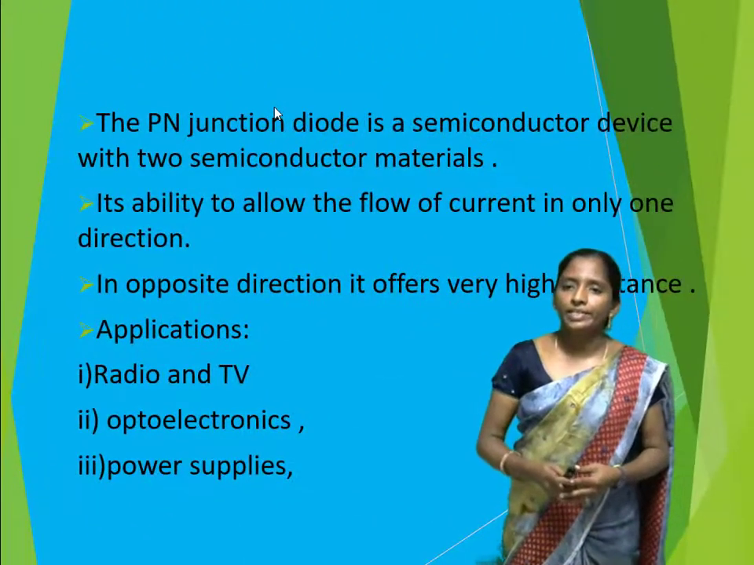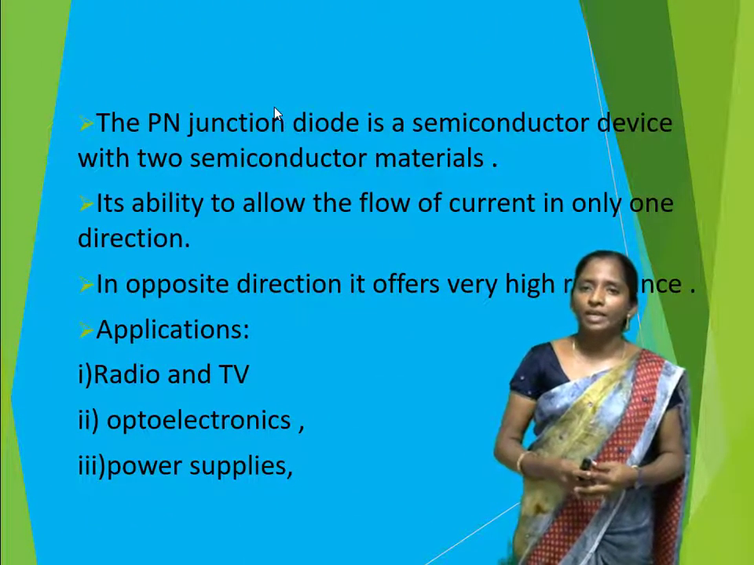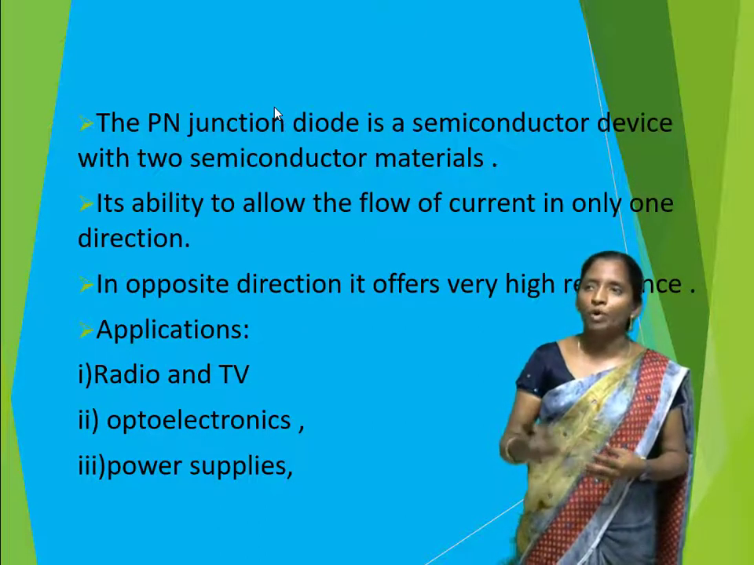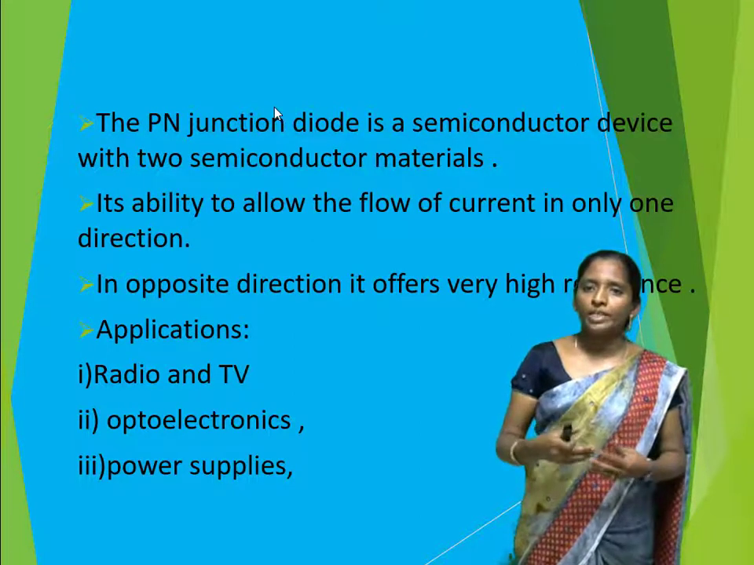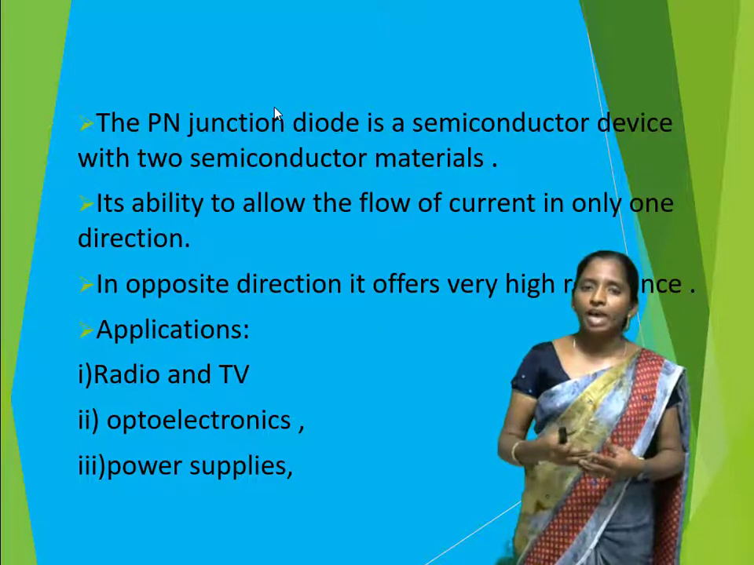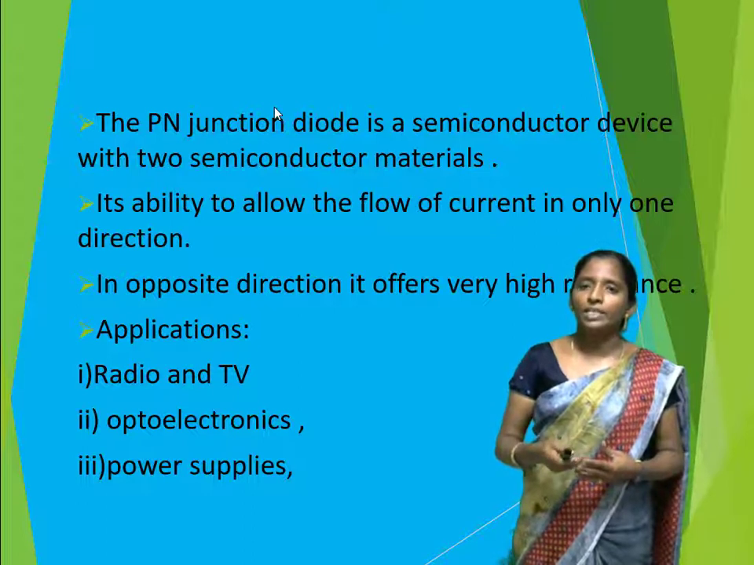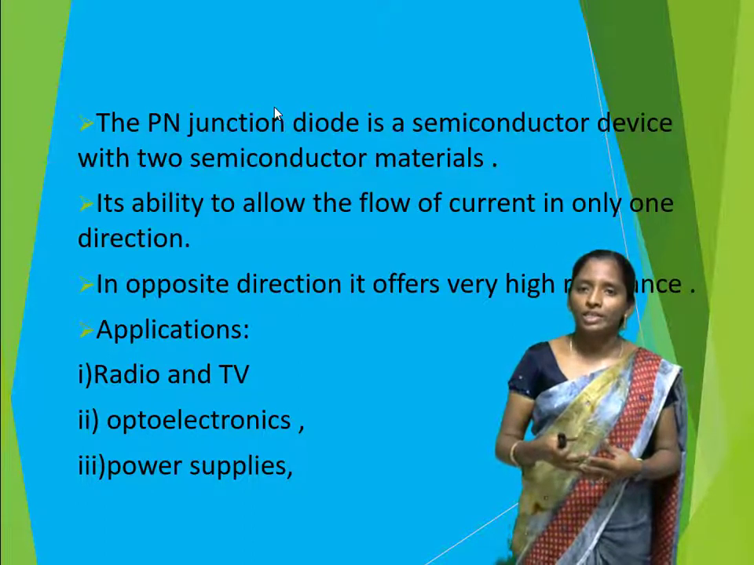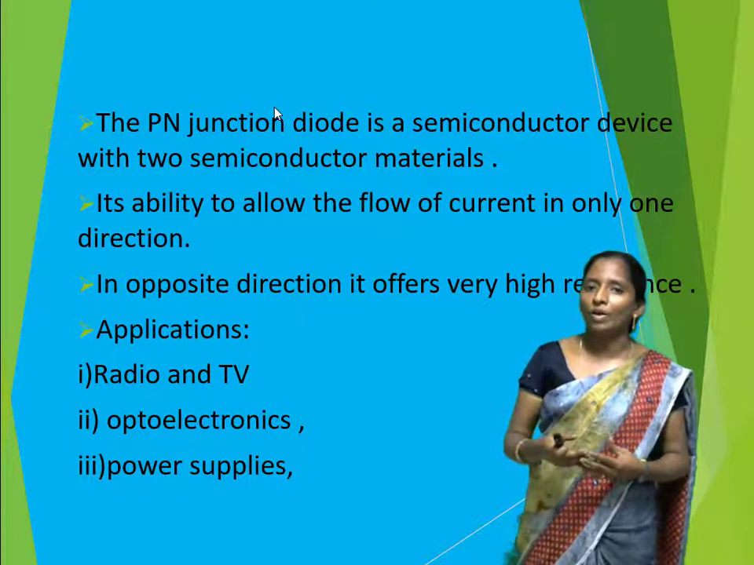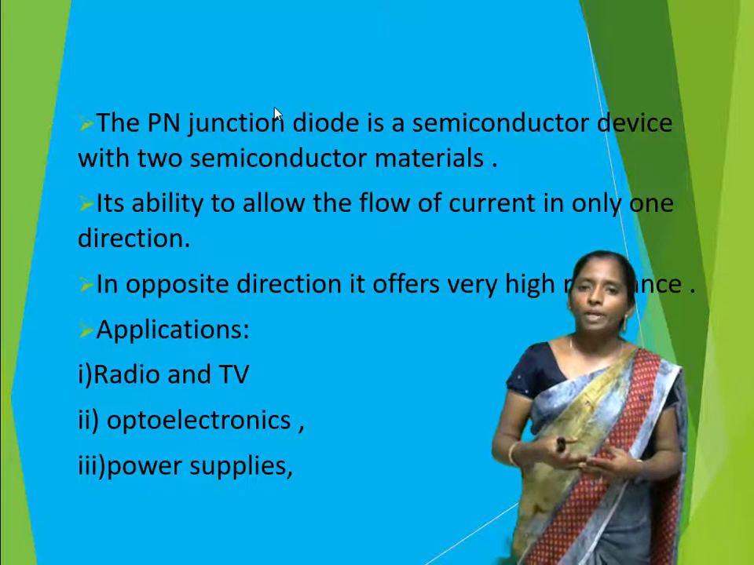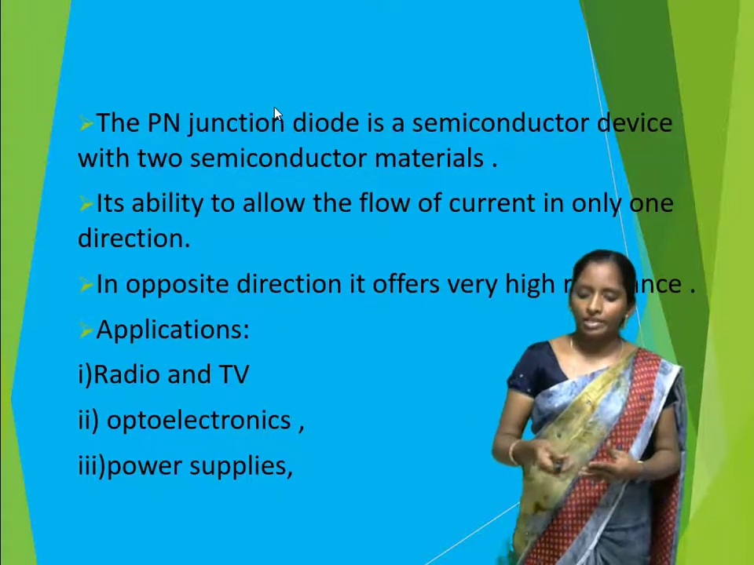A PN junction diode is a semiconductor diode. It has two semiconductor materials. Its ability is to allow the flow of current in only one direction. In the opposite direction, it cannot allow the flow of current. In the opposite direction, it offers high resistance, that is, infinite resistance. Applications of the PN junction diode: it is used in radio, TV, and optoelectronics as LED (light emitting diode) and photodiode. In power supplies, we use it as a rectifier and in filters.